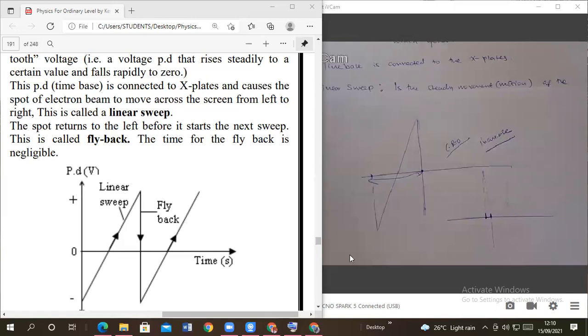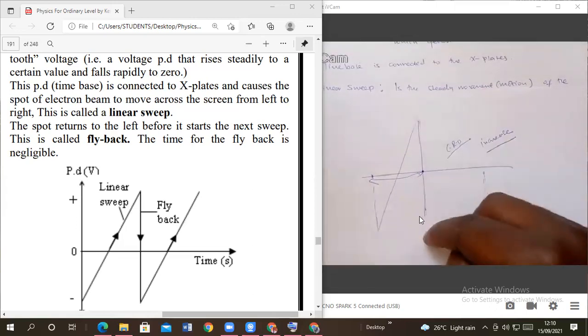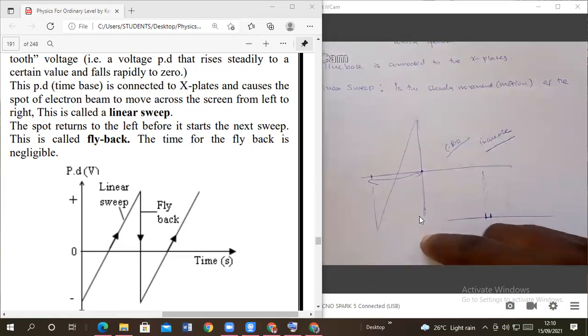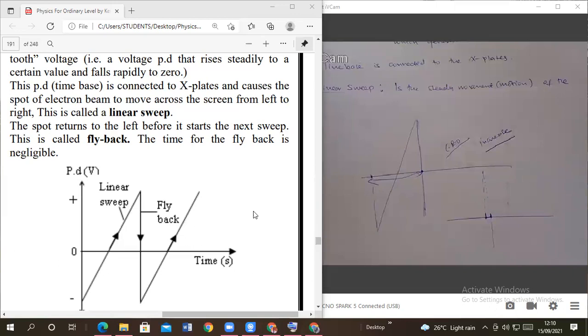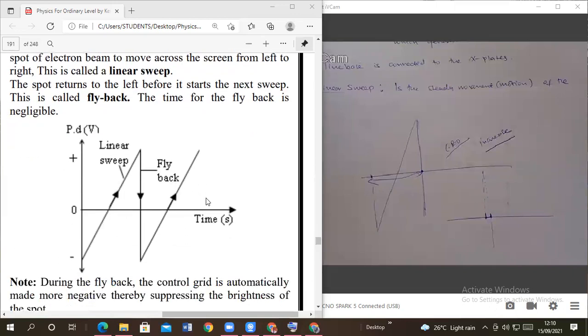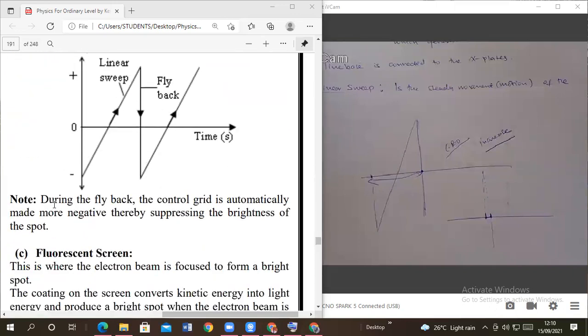That means that on the fluorescent screen, we may not see the electrons moving from one point to another during the flyback, because the number of electrons reaching the screen has been reduced. So that's what they are saying, that during the flyback, the control grid is automatically made more negative, thereby suppressing the brightness of the spot.